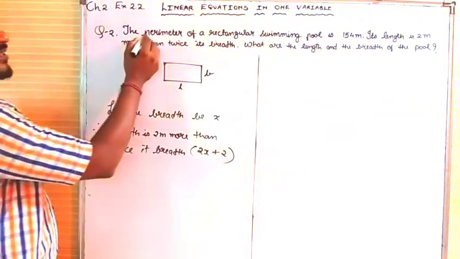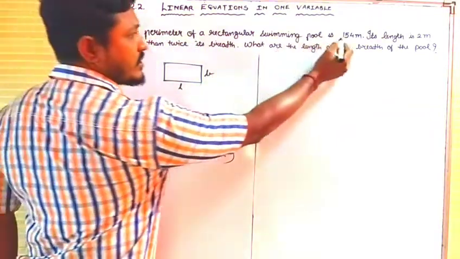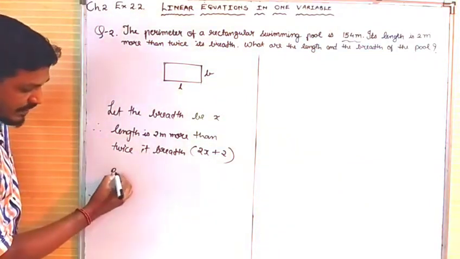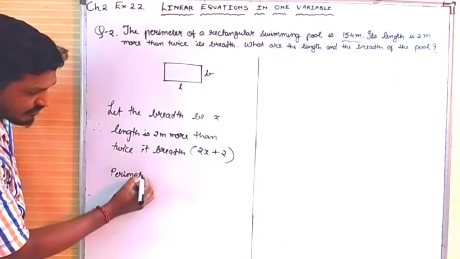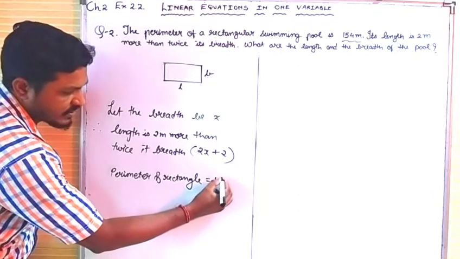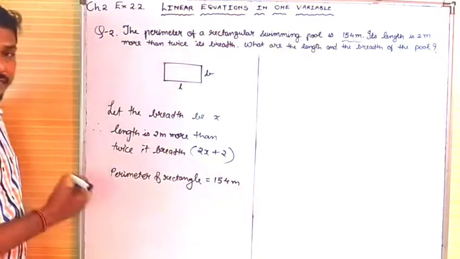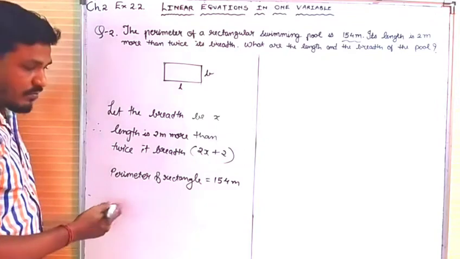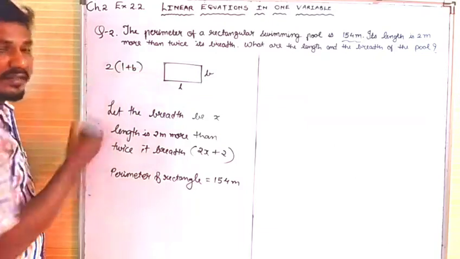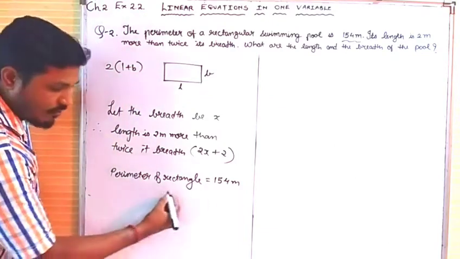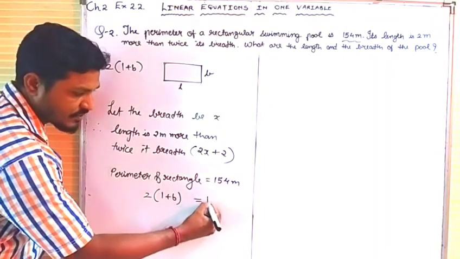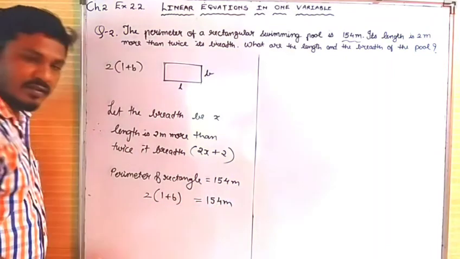Here one more condition is given, that is the perimeter of the rectangle, that is 154. Value of perimeter is given. So write down over here, perimeter of rectangle, which is 154 meter given. Dear student, what is the formula of perimeter of rectangle? We know very well, that is 2 times length plus breadth. So that formula we need to write over here, 2(L plus B), which is equal to 154 meter.